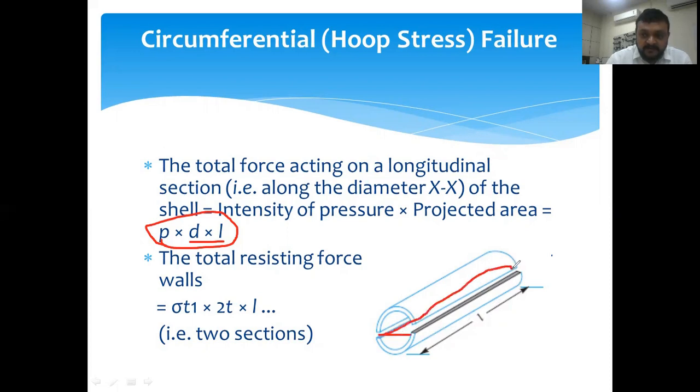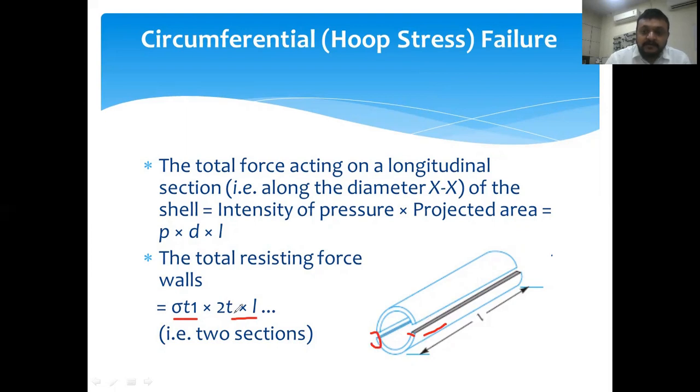So you have to see this rectangle, the inside rectangle over which the force is acting due to the fluid, and this is resisted by the material. That material is nothing but sigma T1, the circumferential stress produced, into T into L, thickness T into length L, supported by this material. And because there are two sections, this is T and this is T, so twice T into L.